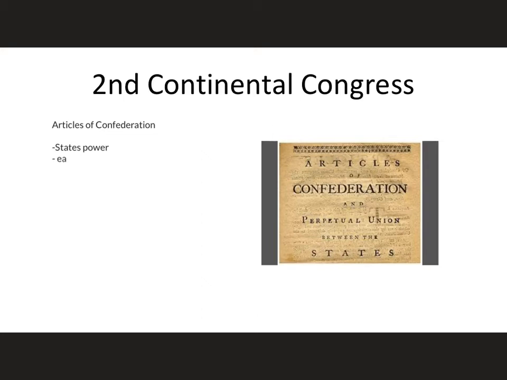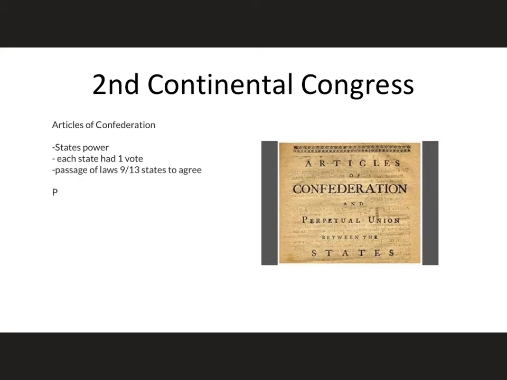Each state had one vote. So each state was completely equal as far as voting is concerned. Didn't matter how big or how small you were, everybody had a vote. In order to pass a law, you needed 9 out of 13 states to agree. So you needed a strong majority in order to pass a law.